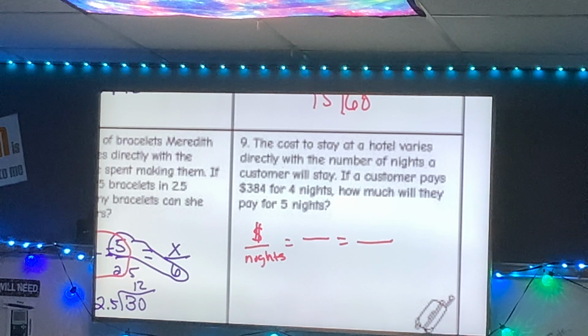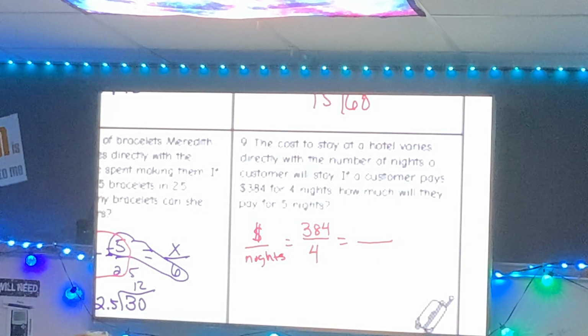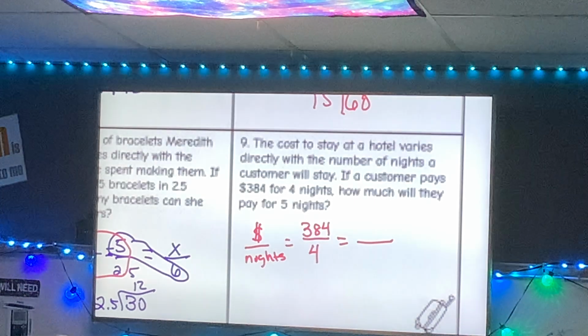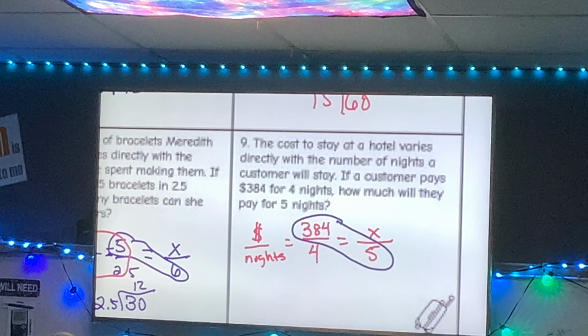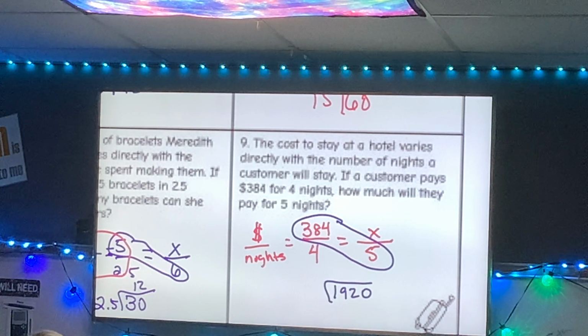So my first one was 384 for 4 nights. We wanna know how much it will pay for 5 nights. Where would I put the 5? On the bottom. I'm going to multiply, which gives me, and divide by 4, and I get 480.